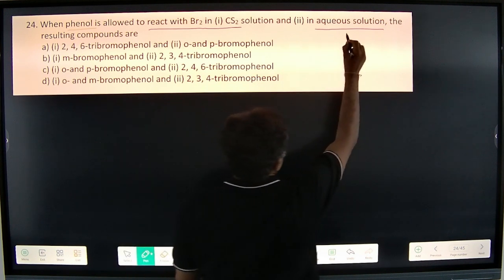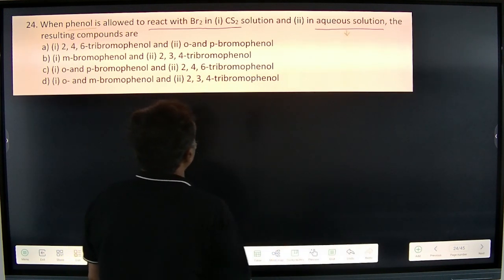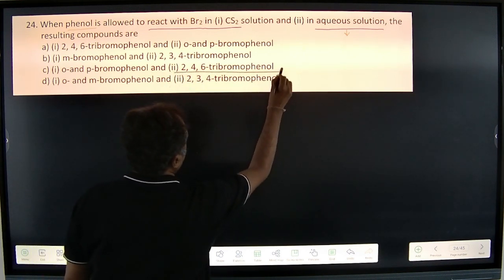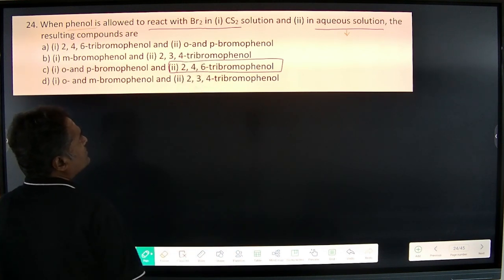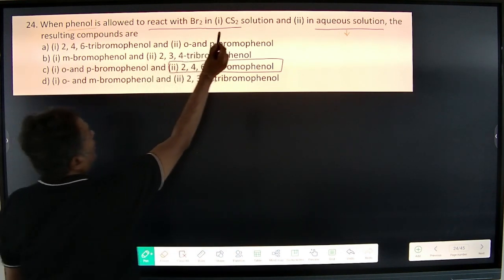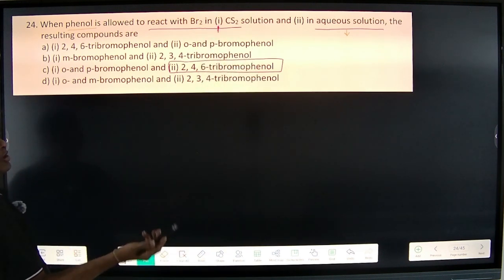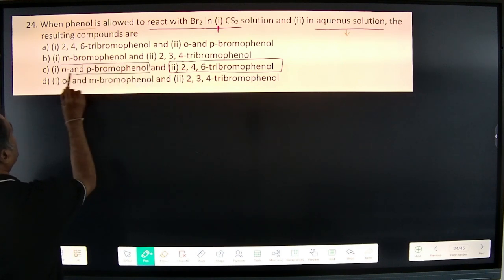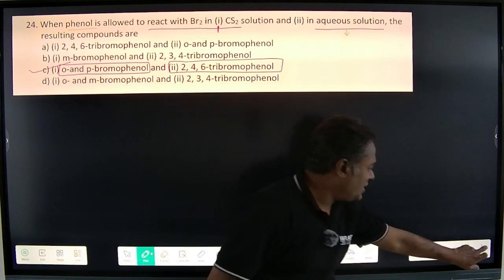The second point is aqueous solution, that means it is a polar solvent. Now, in the second case you should have 2,4,6. Now, 2,4,6 you have got only in one option which you can see. Is it clear? Again, in case of non-polar solvent, as case number 1, reaction number 1, you always get a monobromo product as ortho and para. So, here even this condition is also correct. So, the correct option for this MCQ is option C. I hope this is clear, child. Let us proceed with the next question.